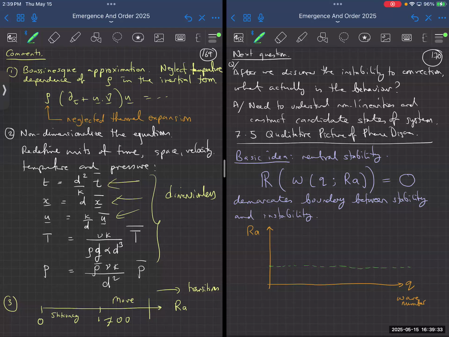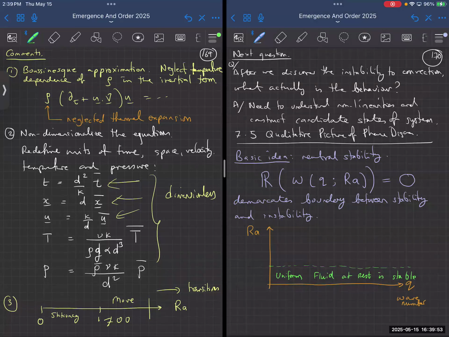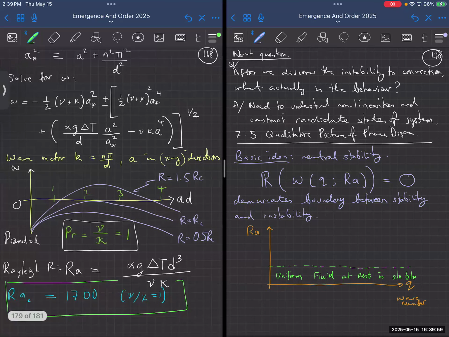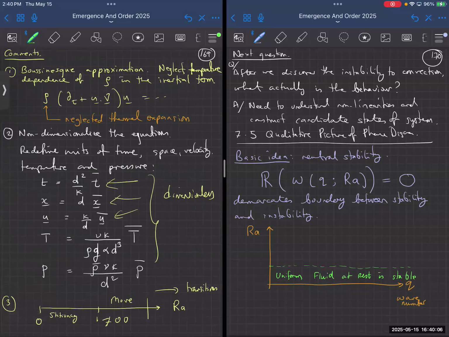So below this line, the fluid is stationary. So uniform fluid at rest is stable. And then we know that when you go past the control parameter, there's a Q value where it becomes unstable. So here's the Q value that it becomes unstable at, if that's over there. So now if I translate it into this kind of curve, what I end up with is a curve that looks like this.